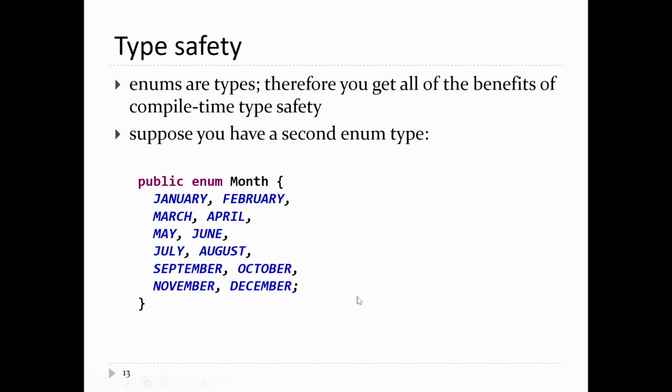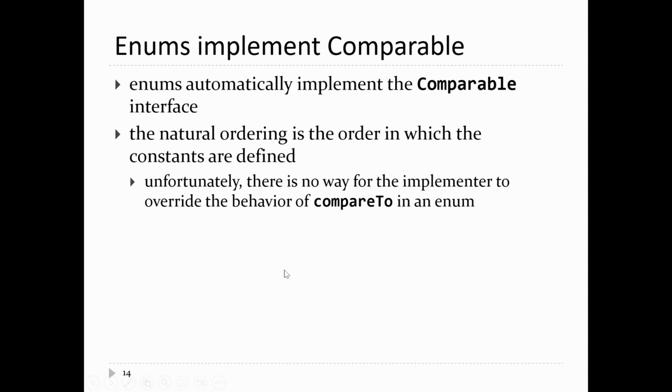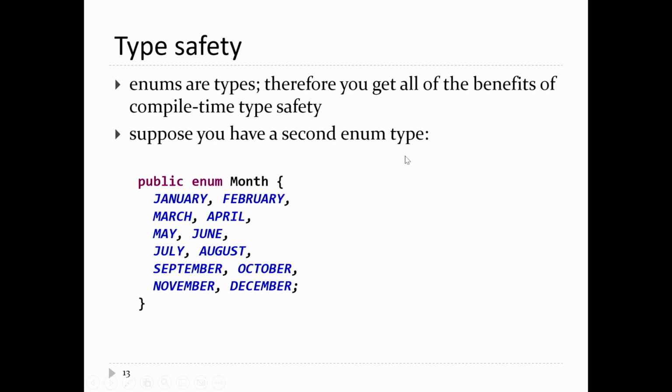So enumerated types are in fact types, and what does that mean? You get all the benefits of compile-time type safety. So if I have the enumerated type Month, which contains the months of the year, then you can write a method that takes in only a Month, and it will only take in one of these 12 months. If you try to pass it a Day object, it won't work, because a Day object is not a Month object.